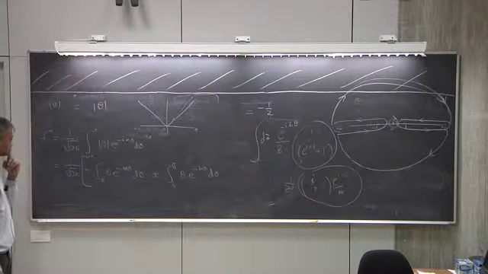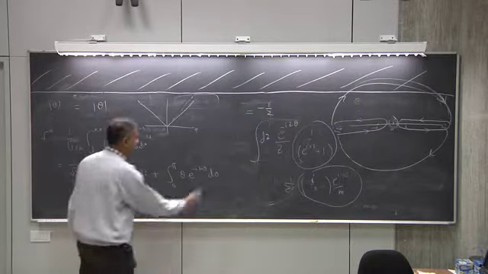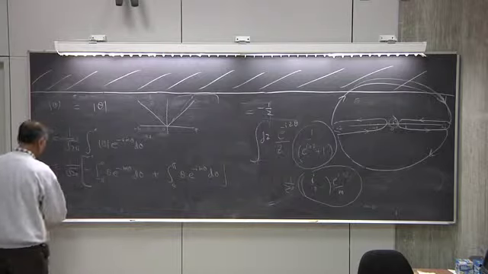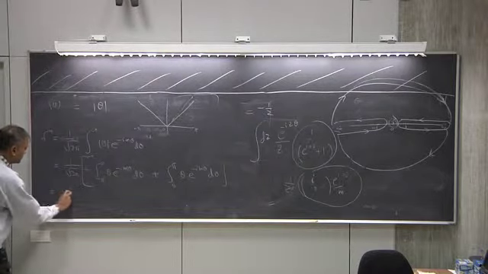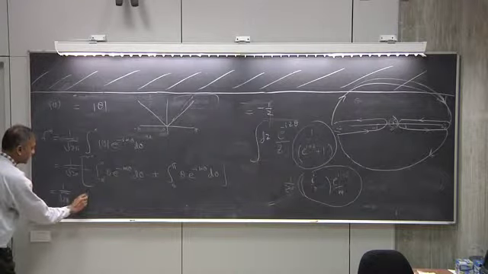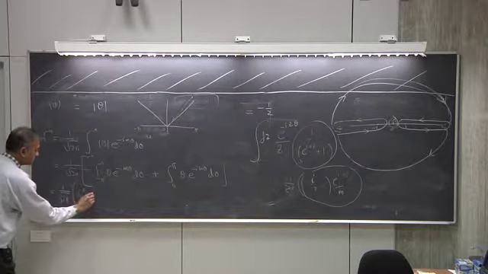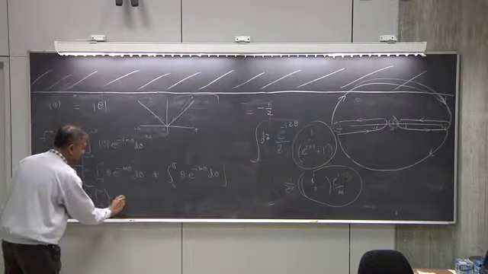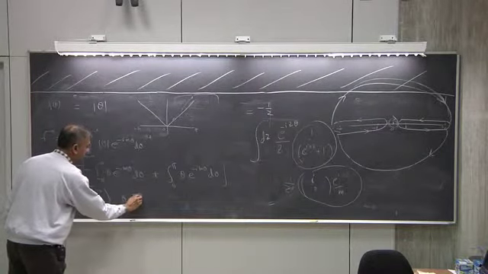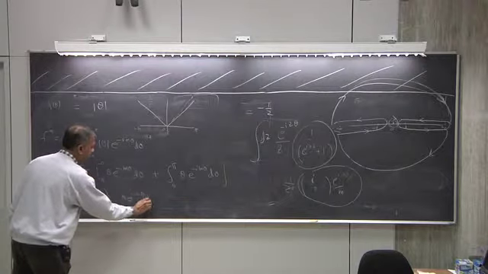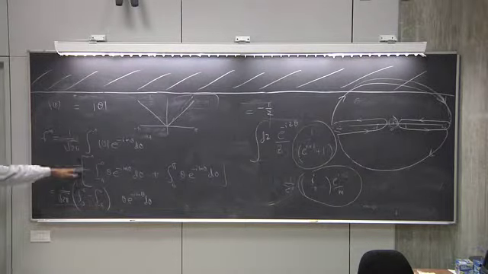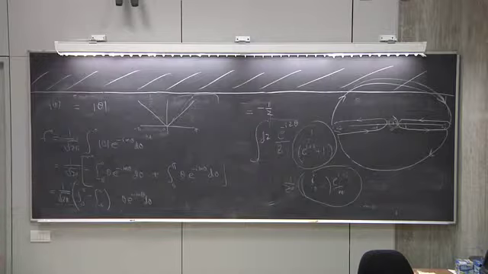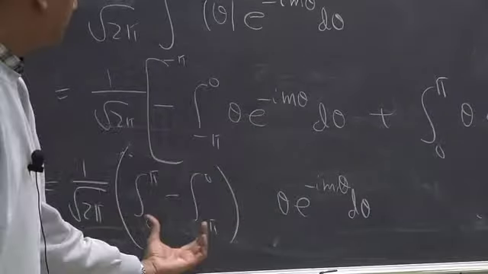Okay. So let me just introduce, using a brief notation, let me write it like this: 0 to pi minus pi to 0, because the integrand is the same, right? Theta e to the minus i m theta d theta. I'm just writing in a shorter form, that's all. Because the integrand is the same, so I'm just taking this.